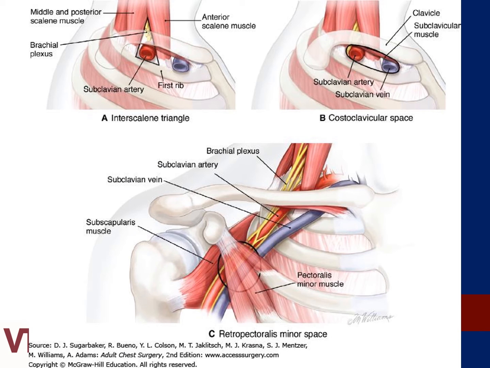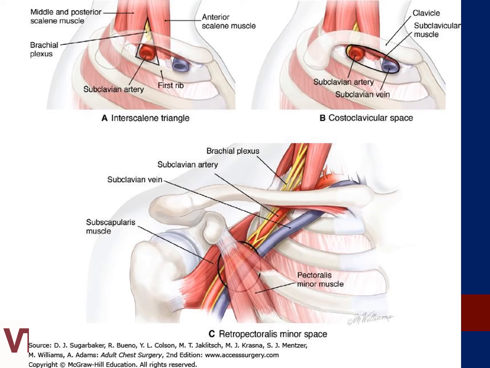This picture depicts the 3 distinct spaces that comprise the thoracic outlet. The first one is the inner scalene triangle. It is the most proximal space. It is bordered anteriorly by the anterior scalene, posteriorly by the middle scalene, and inferiorly by the first rib. It contains the brachial plexus trunks and the subclavian artery. The subclavian vein does not pass through the inner scalene triangle. Rather, it runs beneath the anterior scalene muscle prior to entering the costoclavicular space.